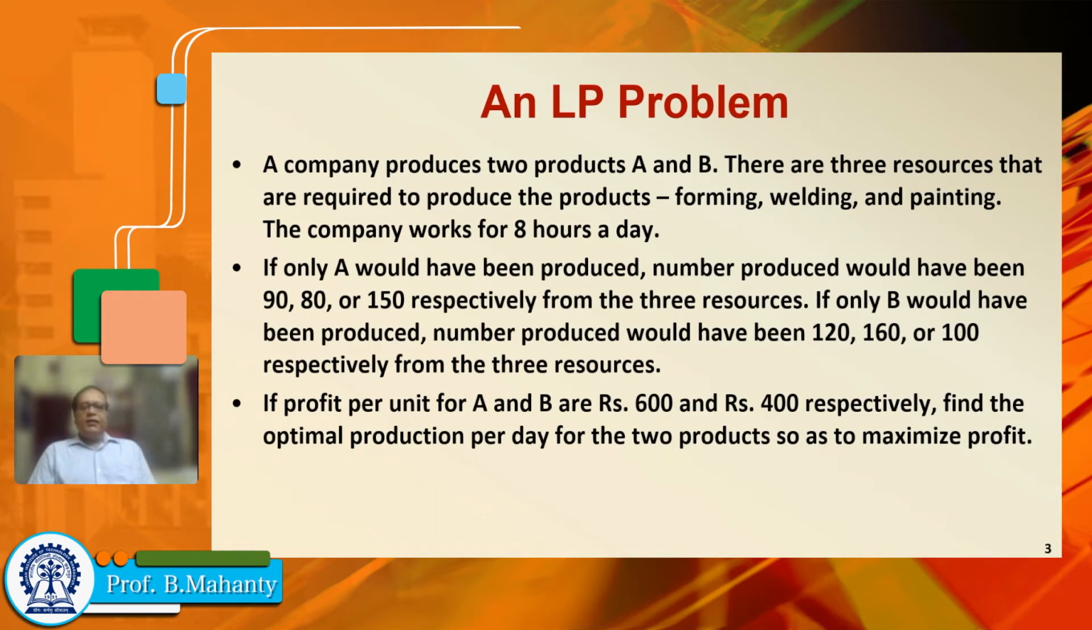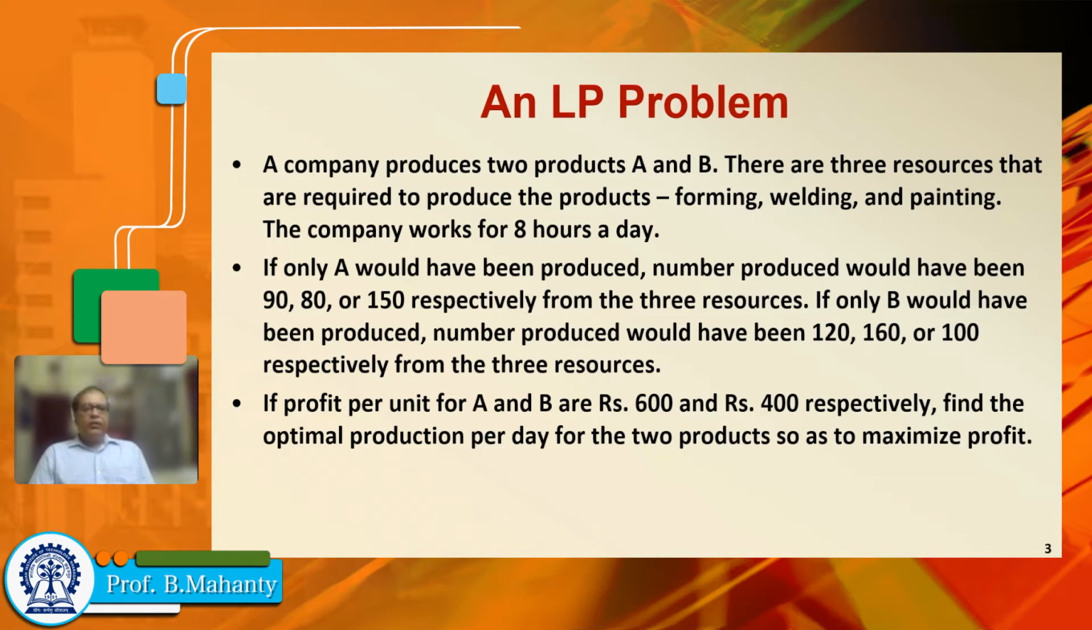So here is that example, and this example you have already seen before. It is the same example that we have already solved. So without spending much time, let me very quickly say that it's a product mix problem. There are two products, A and B, and there are three resources: forming, welding, and painting.